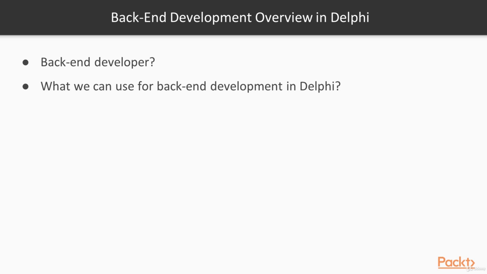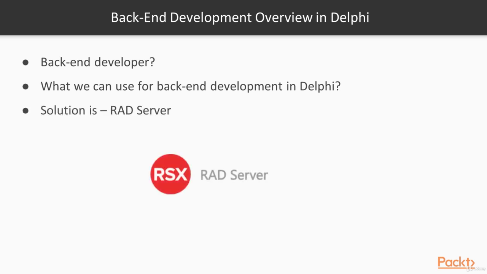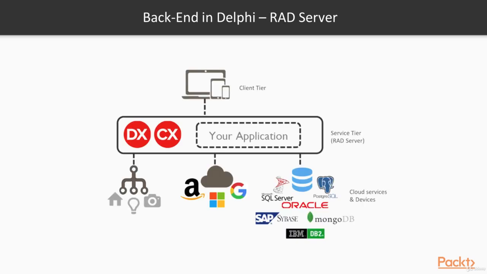So what can we use for backend development in Delphi? The solution is RAD Server. RAD Server is a turnkey solution for today's interconnected distributed apps, offering an easy-to-deploy middleware server that hosts loadable custom API and data access modules. Here is the graph of RAD Server. You can create your application in FireMonkey, and you can connect all kinds of databases on the cloud, and you can connect to cloud services or devices, and all of this is the service tier. This is RAD Server.